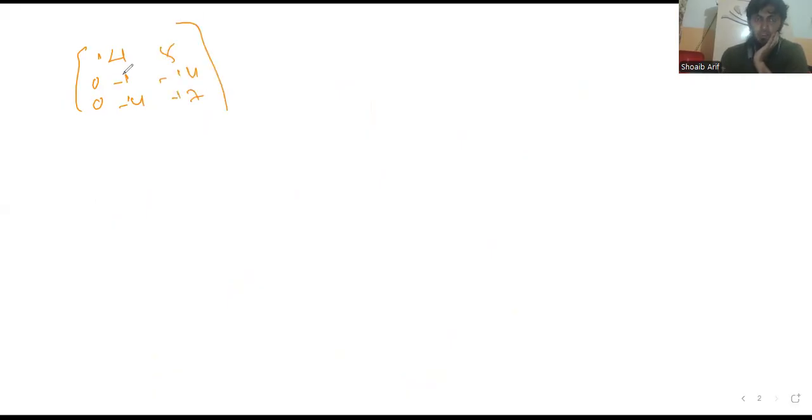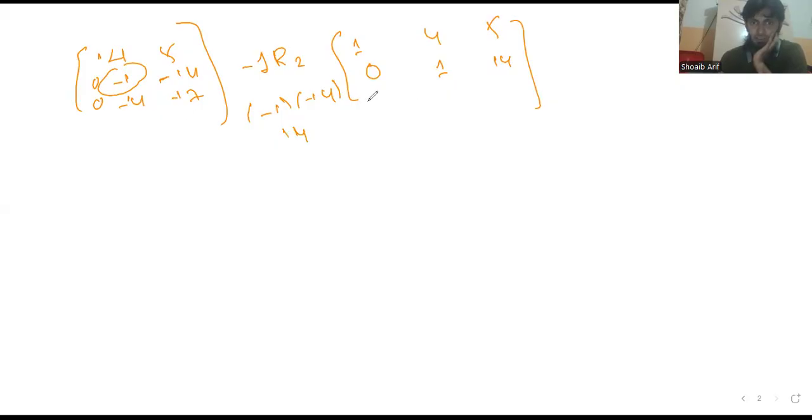Now we will convert this number into 1. So multiply minus 1 with R2. The first row is the same as it is: 1 4 5. Then 0, then minus 1 multiplied with R2. So this is 1, and multiplying minus 1 with this minus 14, we will get 14, because minus minus is plus. This type of operation, minus 1 into minus 14, minus minus plus, we will get 14. We get this row the same as it is: 0, minus 4 and minus 17.